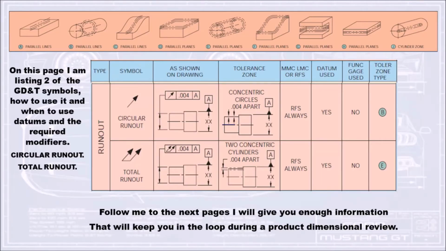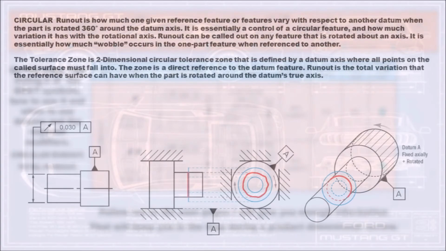On this page I am listing two of the GD&T symbols, how to use them, and when to use datums and the required modifiers. Circular runout. Total runout. Follow me to the next pages. I will give you enough information that will keep you in the loop during a product dimensional review.